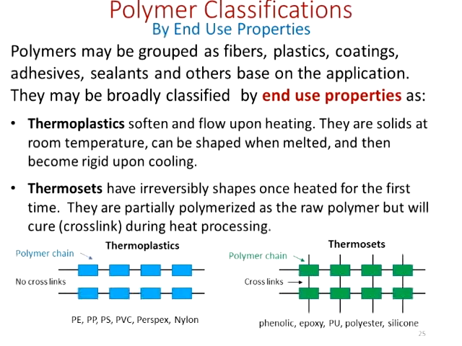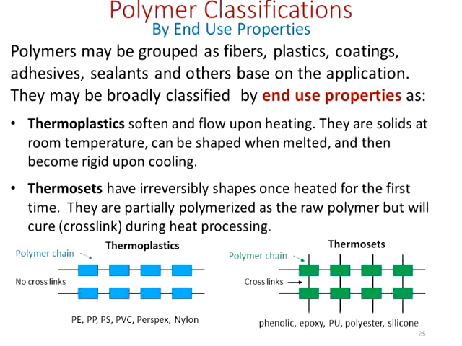Now, polymers may be grouped also as fibers, plastics, coatings, adhesives, sealants, and others based on the application. So what are we going to use them for? Where do they have application? Why do we manufacture them? That's called the in-use property. And there are three main in-use properties that we consider when we look at these.